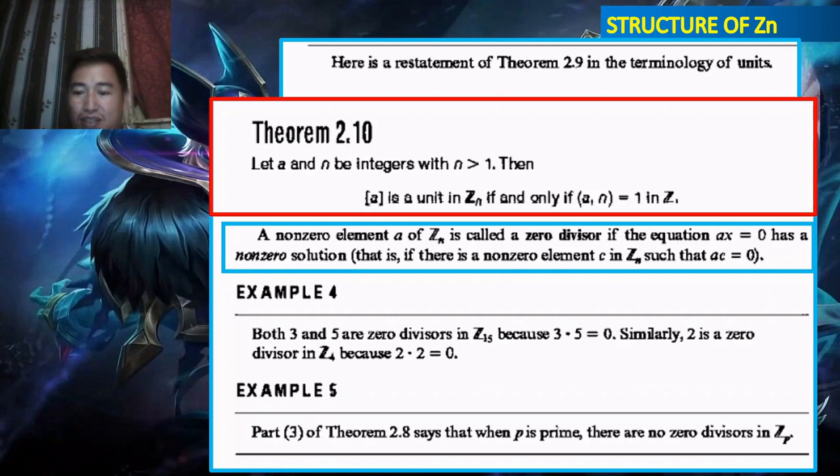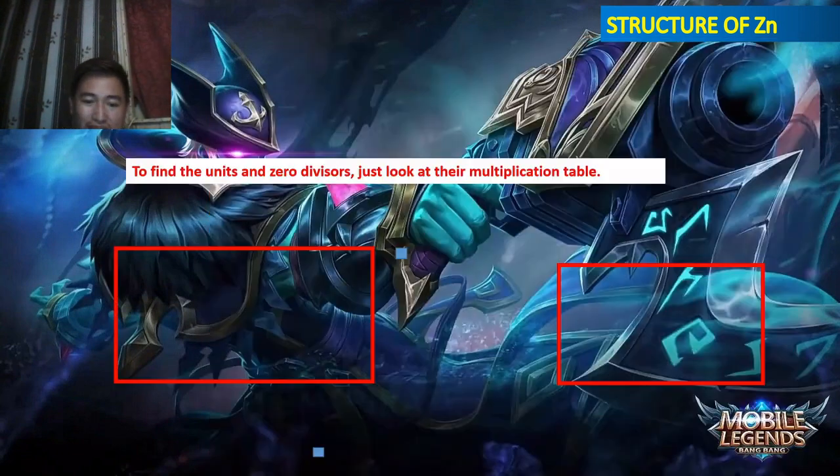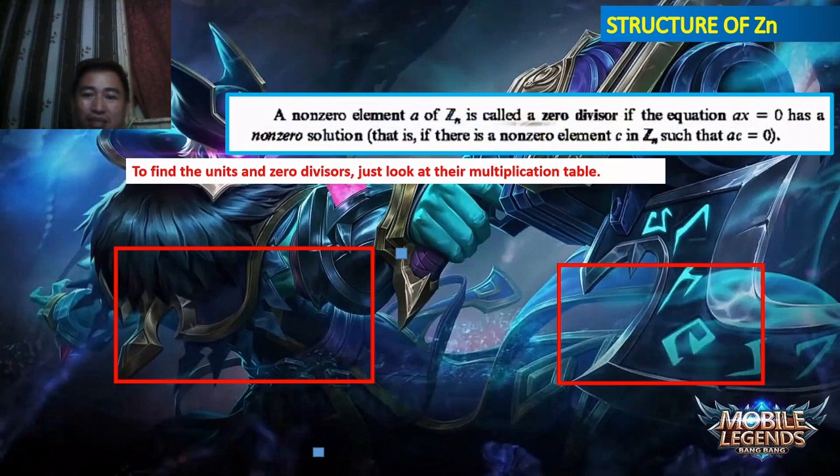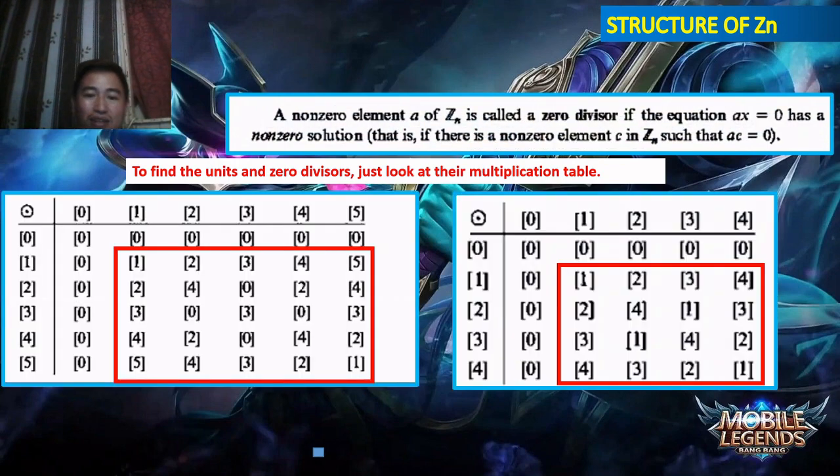Okay, so take note, class: all nonzero elements in Zp are units, and there are no zero divisors. In Zn, there are both units and zero divisors. That is the difference. To find the units and zero divisors, just look at their multiplication table. I'm going back to the definition of zero divisor.